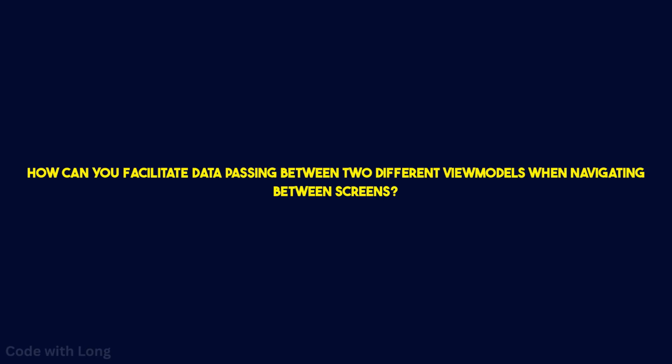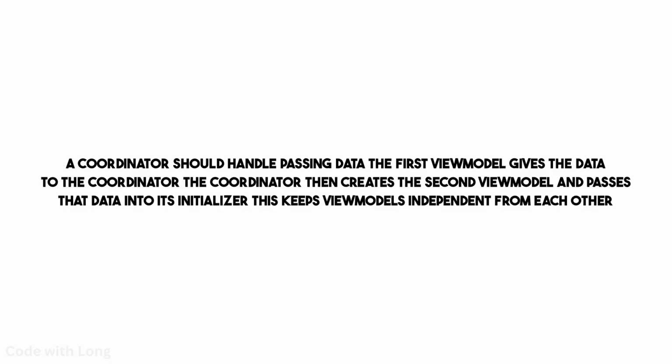How can you facilitate data passing between two different view models when navigating between screens? A coordinator should handle passing data. The first view model gives the data to the coordinator. The coordinator then creates the second view model and passes that data into its initializer. This keeps view models independent from each other.